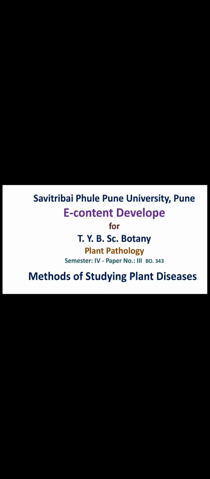Hello student, we are here with our fourth chapter of plant pathology, that is methods of studying plant disease. In this chapter we have to study the different methods of studying plant disease. There is first macroscopic study and second is the microscopic study.